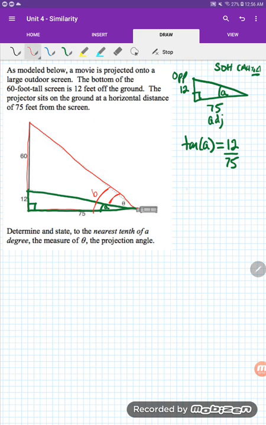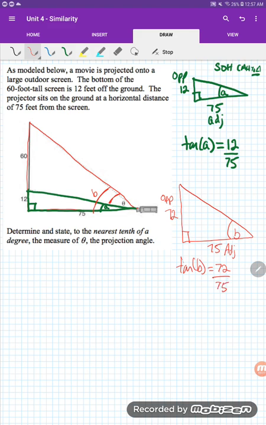Let's do the right triangle now. So same thing. This is angle B. And now this length is actually 72 because you have to add the 60 and the 12. And the distance over here is still 75. So this is still tangent because we have opposite and adjacent. So it's tangent of B is equal to opposite over adjacent.